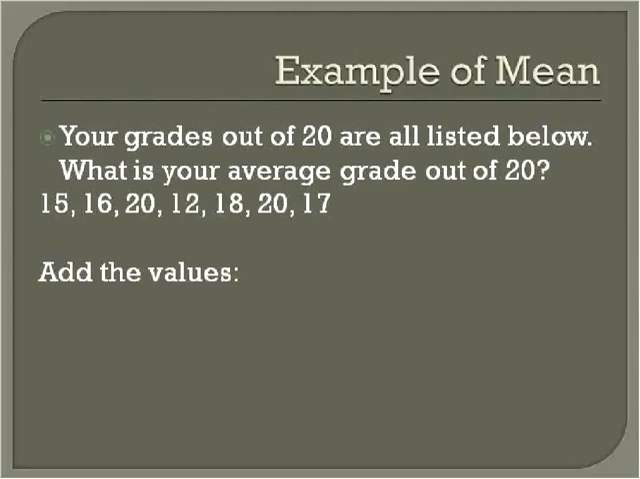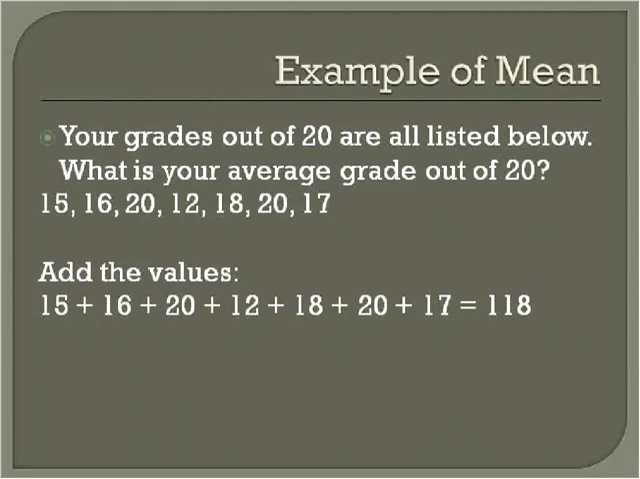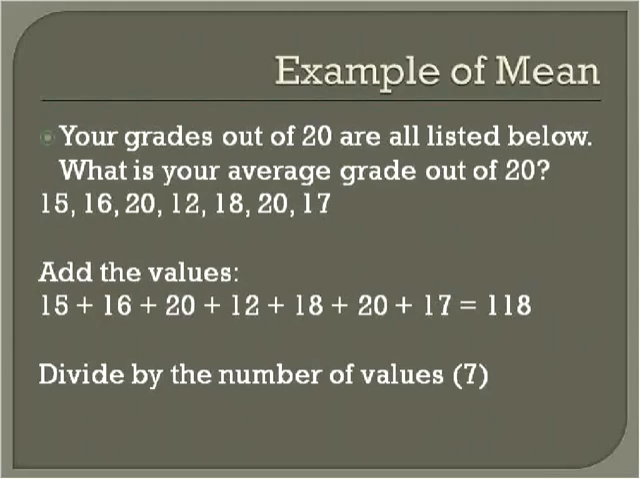First, we'll add up all of these values. So 15, 16, 20, 12, 18, 20, 17, we add them all together and we get 118. Now we're going to divide that by the total number of values. So we count these: 1, 2, 3, 4, 5, 6, and 7. There are 7 values. We'll divide the total of 118 by 7 for a result of about 16.86. That would be about your average grade out of 20 on these assignments.